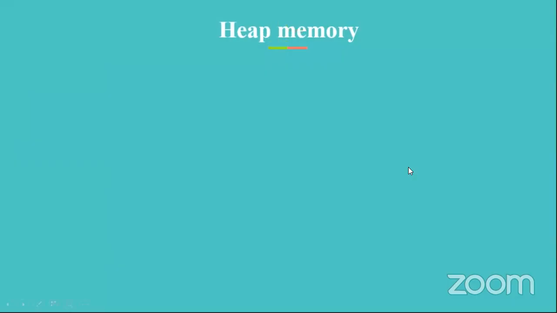So heap memory, creation of the string object with the help of the new keyword. Now let's say this is the heap memory. Now when you are doing string s1 is equal to new String with the content Tashi, it will be created with s1 pointing to the object with the content Tashi.